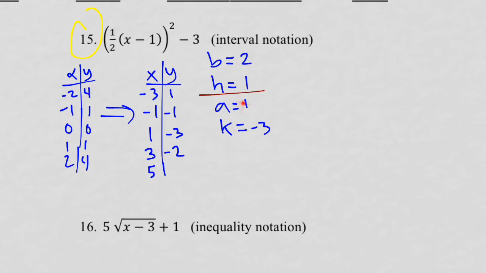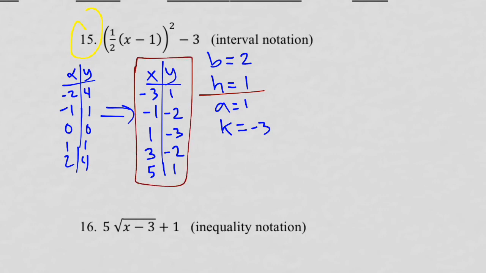4 times 1 is 4, minus 3 is 1. It's going too fast. 1 times 1 is 1, minus 3 is negative 2. This should be negative 2. Alright. 0 times 1 is 0, minus 3 is negative 3. 1 times 1 is 1, minus 3 is negative 2. Okay, last one. 4 times 1 is 4, minus 3 is 1. There you go. You plot those points and that's your graph.